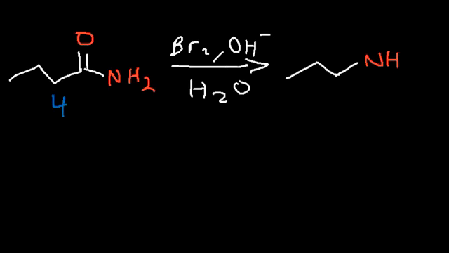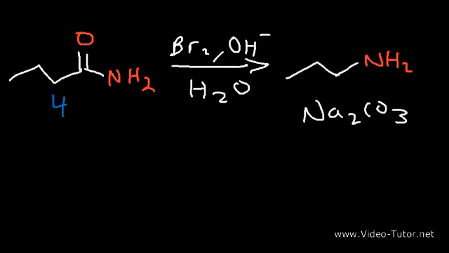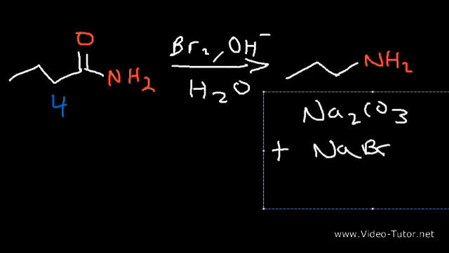The carbonyl group leaves in the form of CO2. Now under alkaline conditions, CO2 is going to be in the form of carbonate. So you might see the byproduct sodium carbonate. Other products that can be formed are sodium bromide and of course H2O. But let's not focus on that.